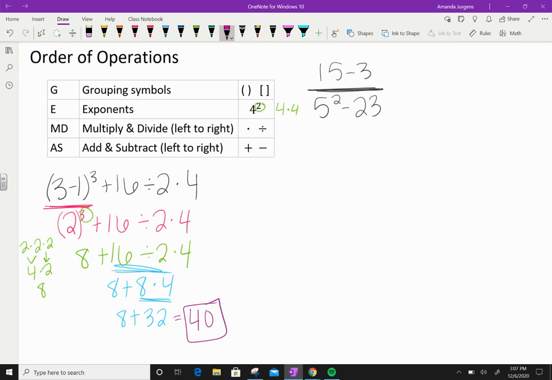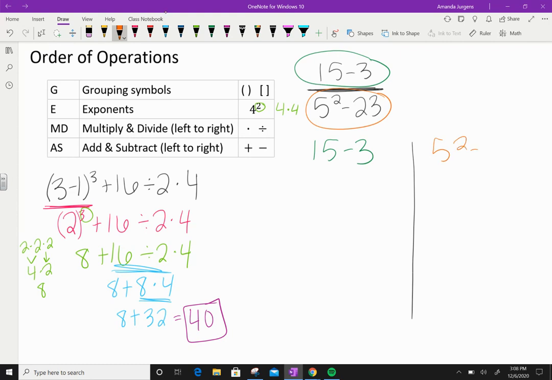In this other example, I have 15 minus 3, all divided by 5 squared minus 23. Now there's a whole bunch of stuff going on the top of this division problem. So it's almost like all of that is grouped together. Same thing with the bottom. So I'm going to break this into 2 sections. I'm going to do the top, I'm going to do the bottom, and then I'm going to finish solving. So let's first take 15 minus 3 over here. And then I can take 5 squared minus 23 on this side.